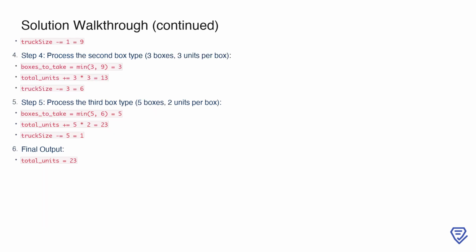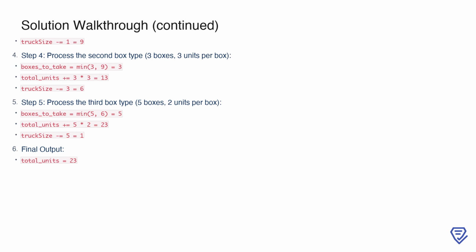Next, we process the second box type, which has 3 boxes and 3 units per box. With the truck's remaining capacity of 9, we can take all 3 boxes. This adds 3 multiplied by 3, or 9, units to our total, bringing it to 13. The truck now has space for 6 more boxes.